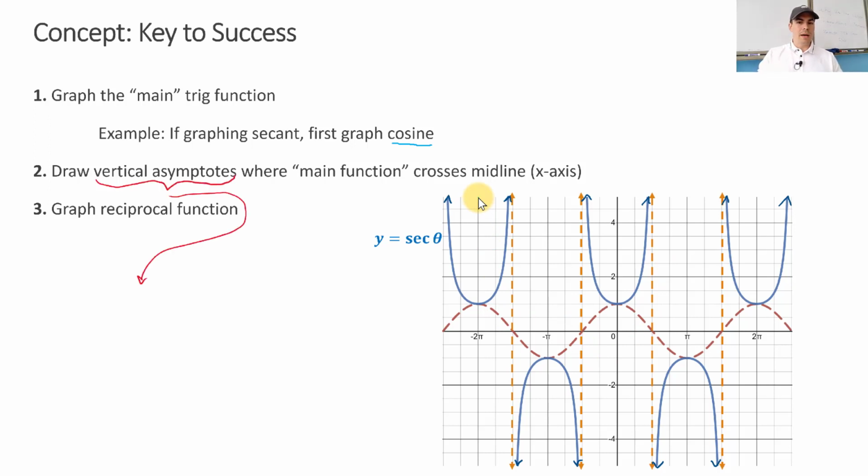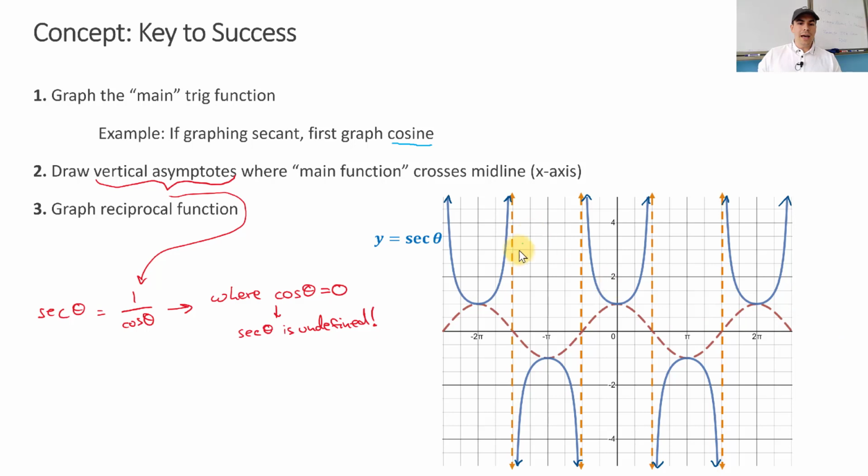Well, let's think about what a reciprocal function is. Secant theta is equal to 1 over cosine theta. That's why it's called a reciprocal function, right? So when cosine is equal to 0, wouldn't we have 1 over 0? We would, right? So then secant theta would be undefined at that point, which is why we have these vertical asymptotes here where cosine theta is crossing the x-axis, because cosine theta is equal to 0 at that point.